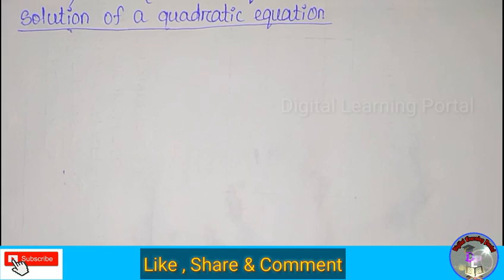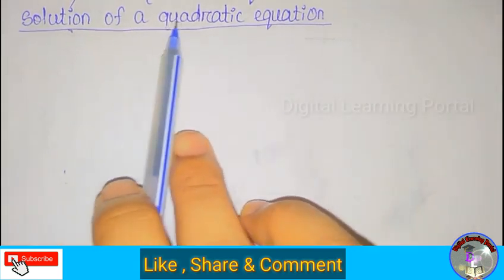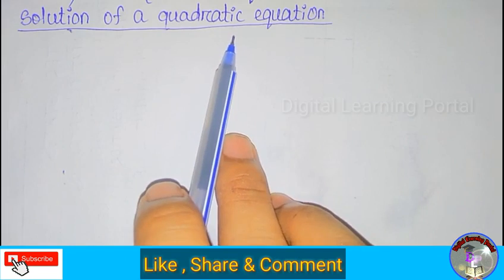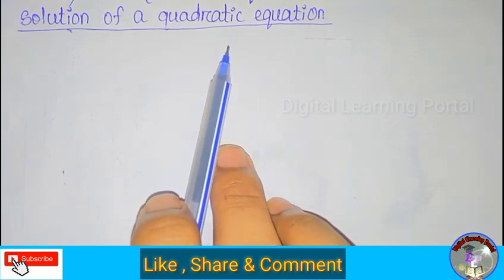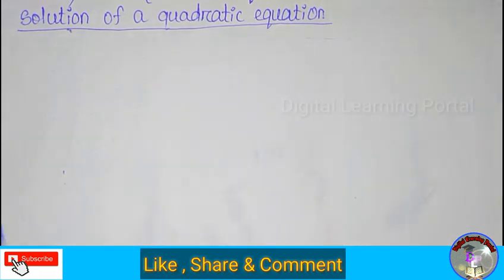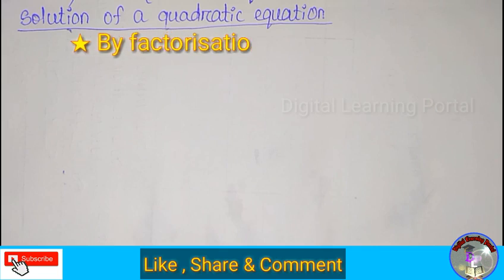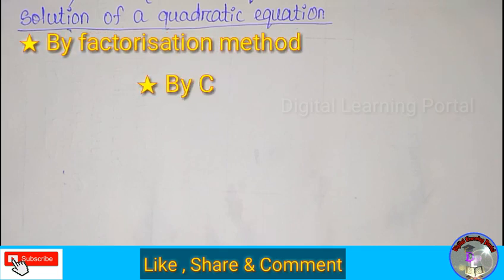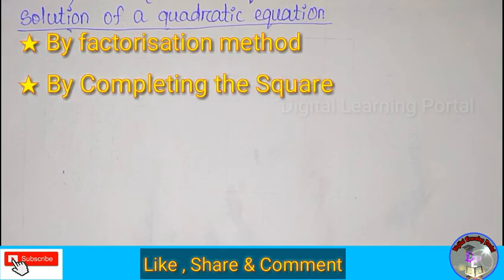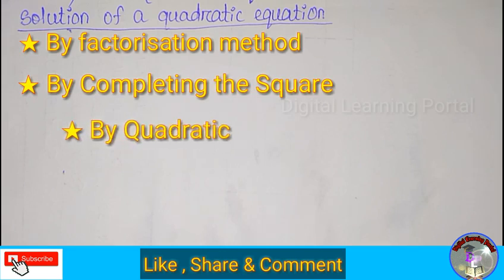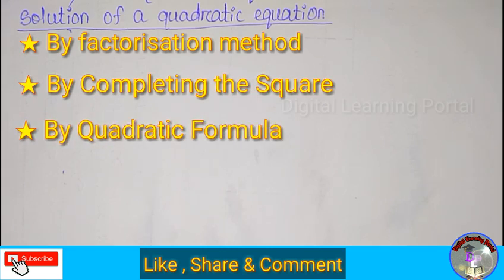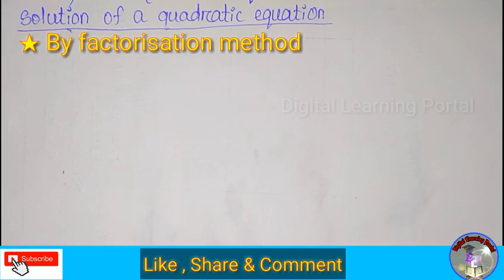Now we will read the solution of a quadratic equation. Generally, to solve a quadratic equation, we have three methods: one is the factorization method, second is by completing the square, and third is by the quadratic formula. And we will discuss the solution of a quadratic equation by the factorization method.